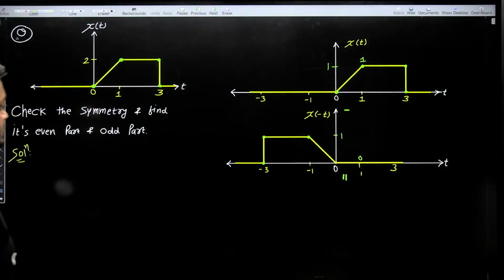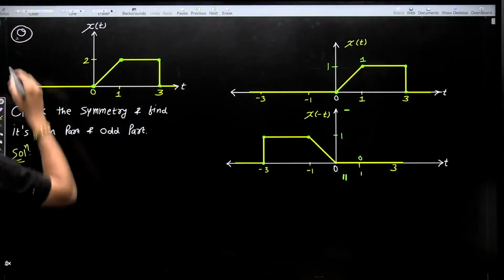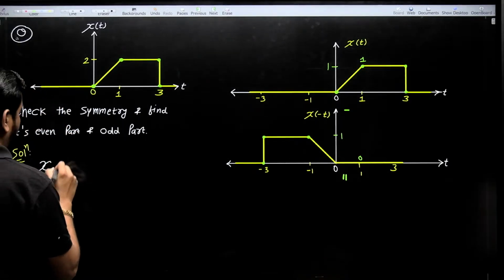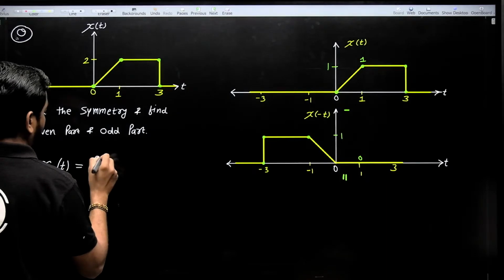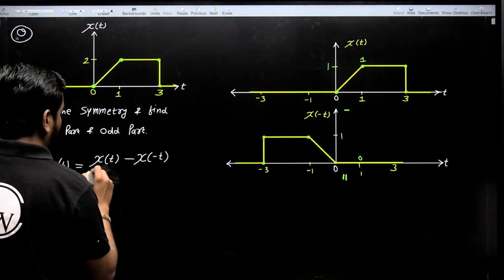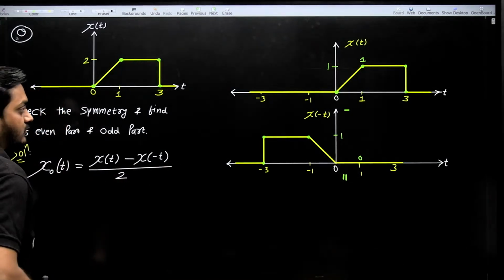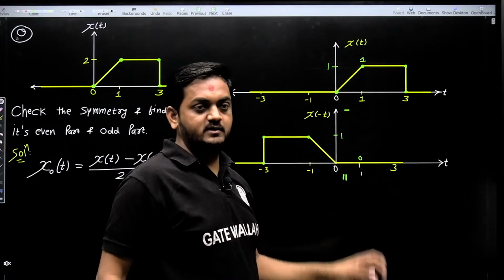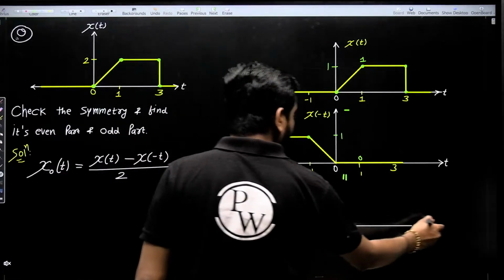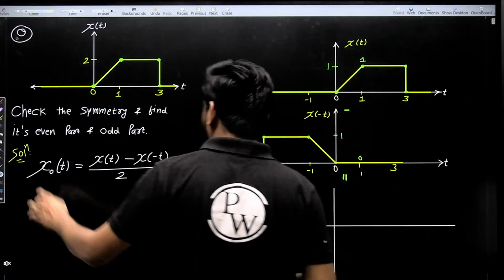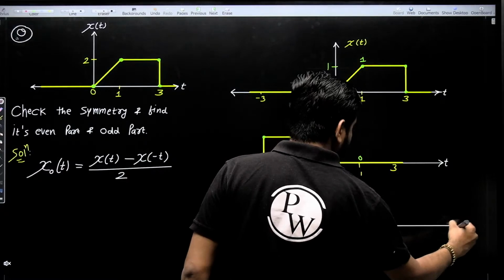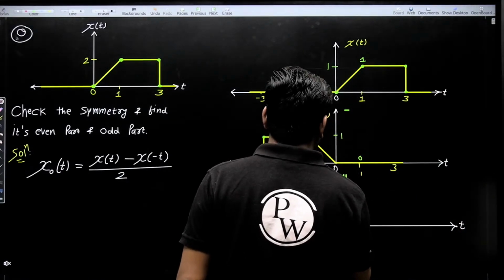Now next, calculate the odd part. So how to calculate the odd part? The odd part is given by subtraction: x of t minus x of minus t, whole divided by 2, guys. So x of t minus x of minus t, time by time subtraction, amplitude subtraction. So it will be like this. Already I taught you how to do signal addition and signal subtraction.